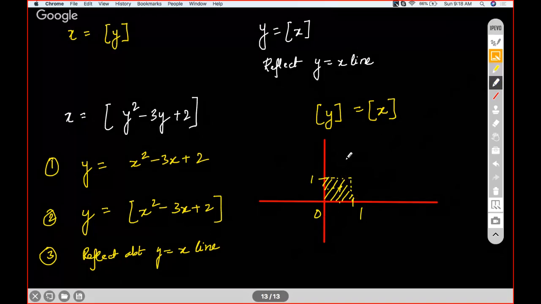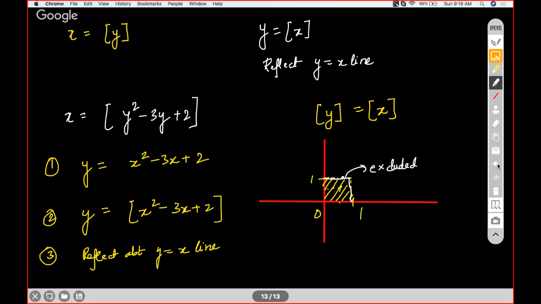For example, if I take a point on the tip over here, GIF of x will be 0, but GIF of y will be 1. So excluding the tip, all the points would be included. Excluding the tip means excluding the corner. I'm shading it with white. So this white is excluded from this box.